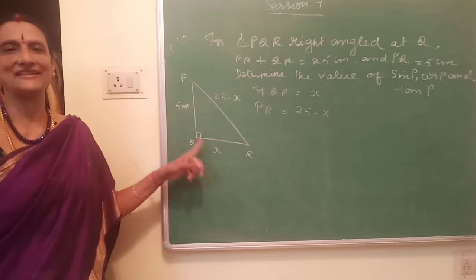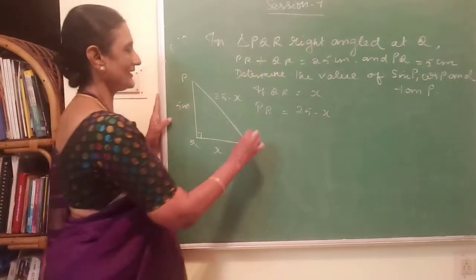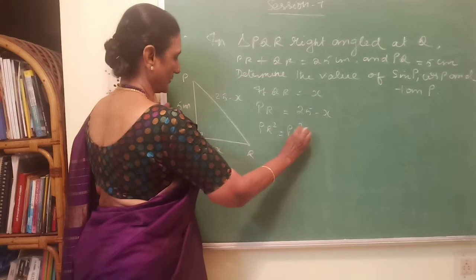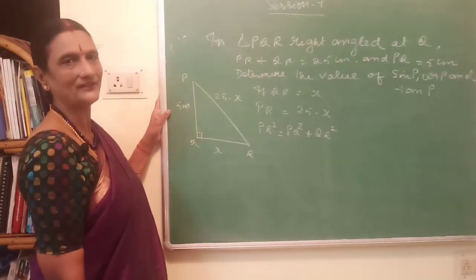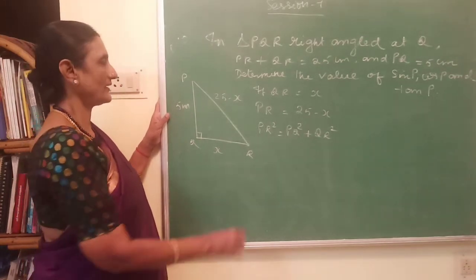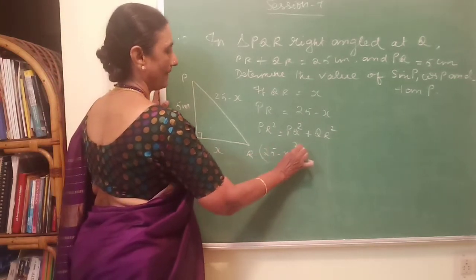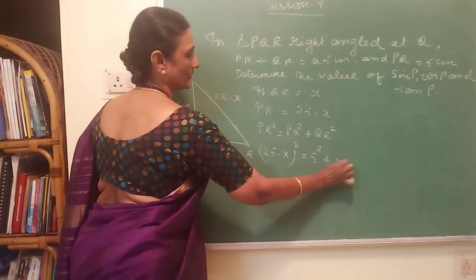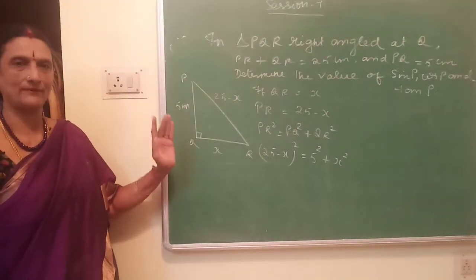First we have to eliminate x. How do we eliminate? We have to apply Pythagoras theorem for it. So in this triangle, PR square is equal to PQ square plus QR square. Please follow the calculations. You are doing it for the first time here, so I need all of you to pay attention properly. Okay, so it is 25 minus x, the whole square, is equal to PQ square, which is 5 square, plus x square. So as far as the RHS is concerned, you don't have anything more to simplify.